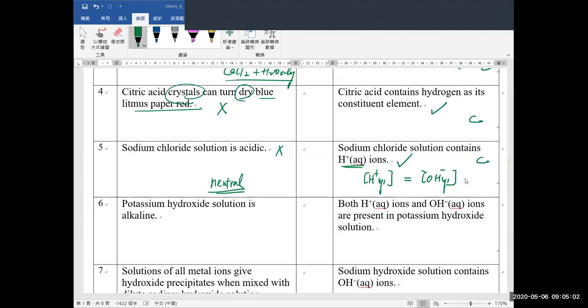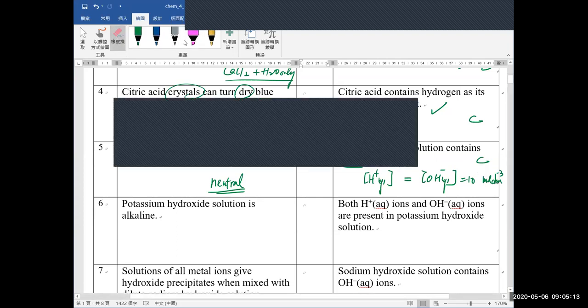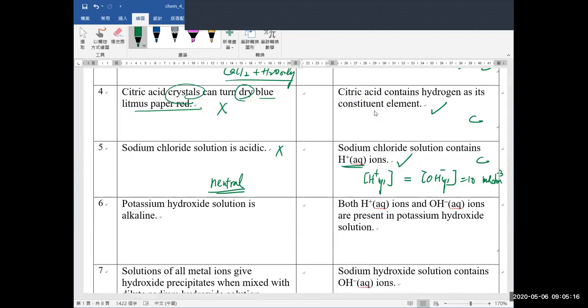For a neutral solution, the molarity of hydrogen ions is 10 to the power minus 7 mole per dm cube at 25 degrees. Normally, a neutral solution, a neutral salt, is made up of a strong acid and a strong alkali. If you want an acidic solution, normally it is a strong acid and a weak alkali.